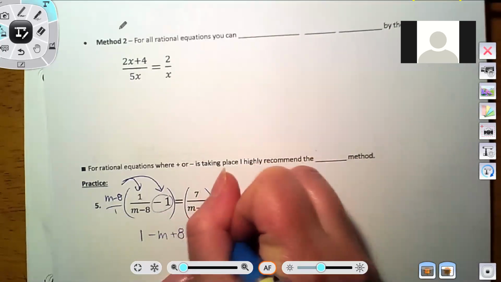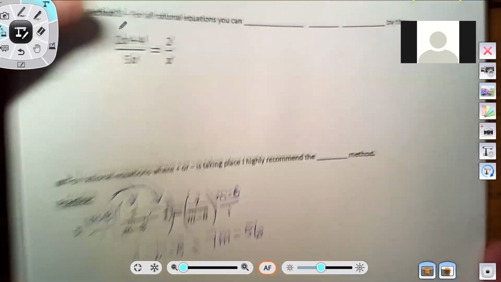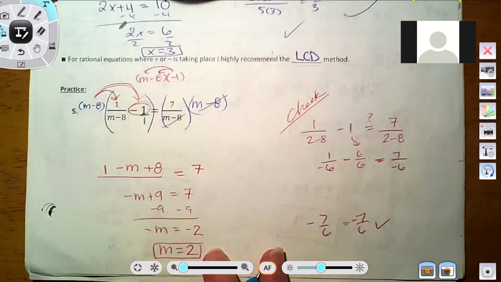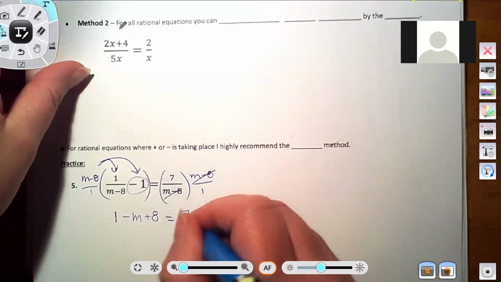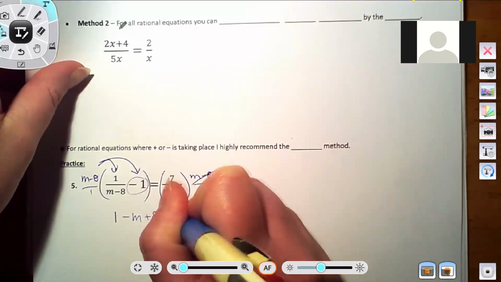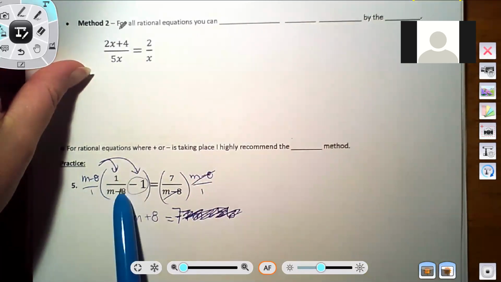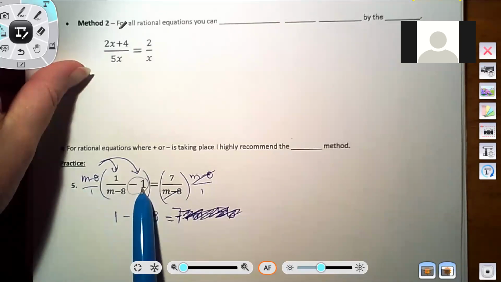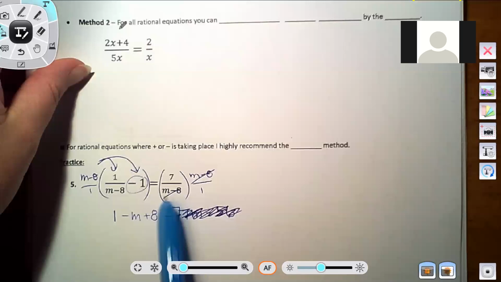So 7m minus 56, and then we can solve it from there. These cancel out, just 7. So m minus 8 times 1 over m minus 8, those cancel, leaving you with 1. M minus 8 times -1 gives you negative m plus 8. 7 over m minus 8, the m minus 8s will cancel, leaving you just with 7.